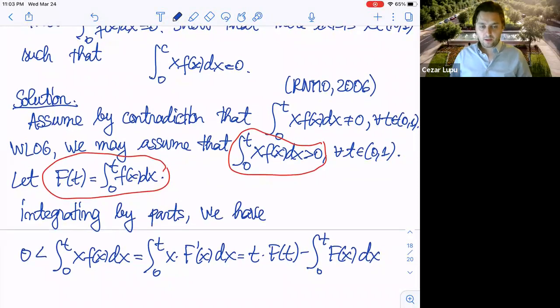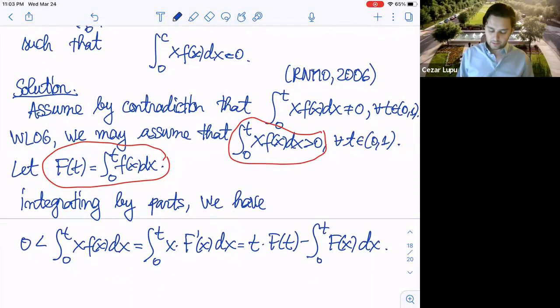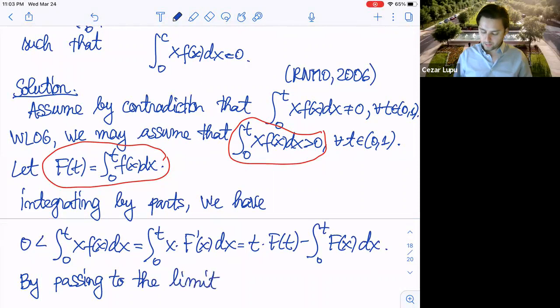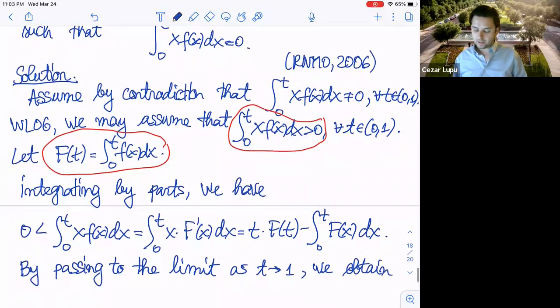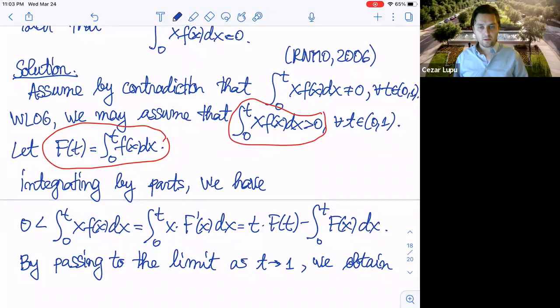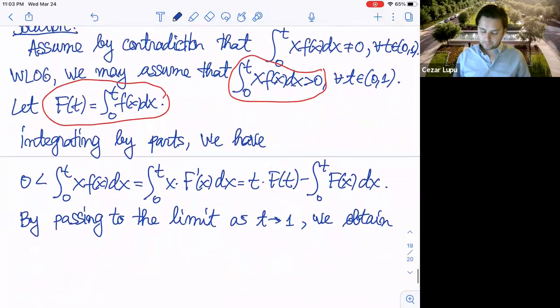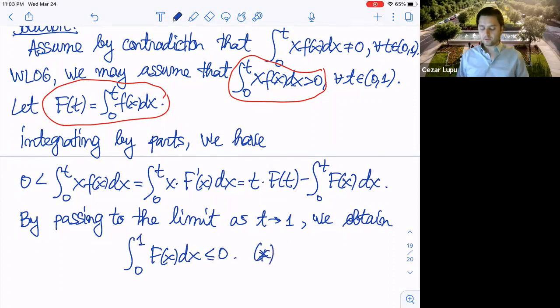Great. So now let's take the limit as t approaches 1. We obtain the following: f of 1, which is 0. So we will get that the integral from 0 to 1 of f of x dx is less or equal than 0. Let's call this star. So we will get this relation.